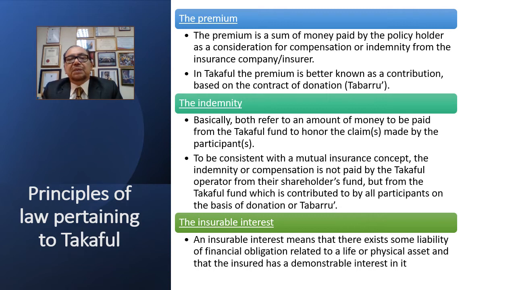Indemnity. Basically, both refer to the amount of money to be paid to the owner of the claim. Okay, it's very simple. So same like the normal insurance, it refers to the amount of money that they receive, the donation they receive. Insurable interest. Insurable interest means the existence of a financial obligation related to life or physical. So insurable interest depends on whether you have an accident and die, or you get injured, or such. Same like the normal conventional insurance, it depends on which part of you gets injured, they will pay according to the amount for the part that gets injured.